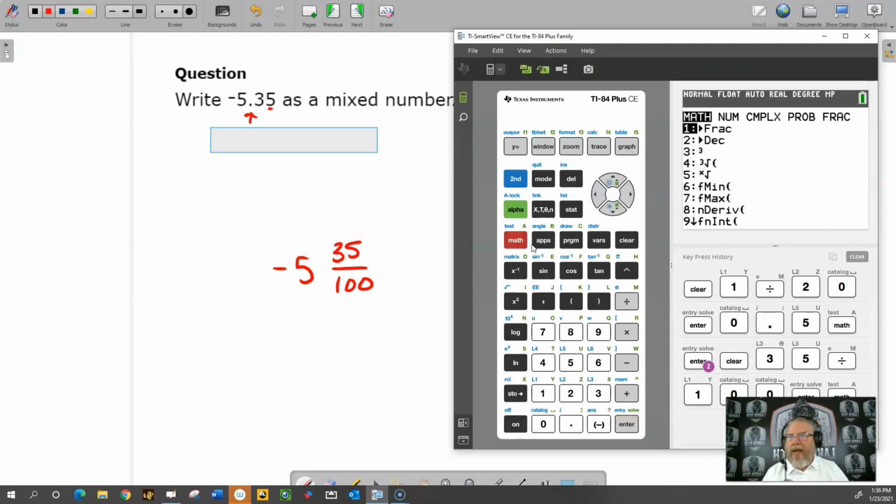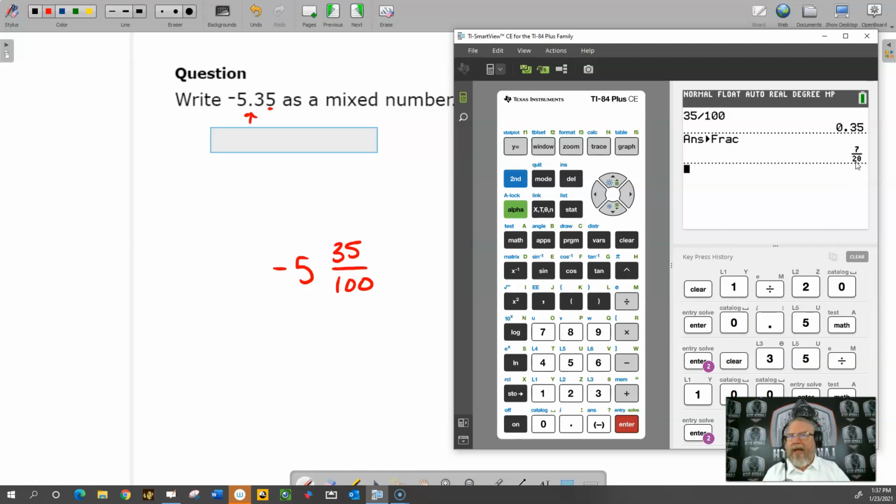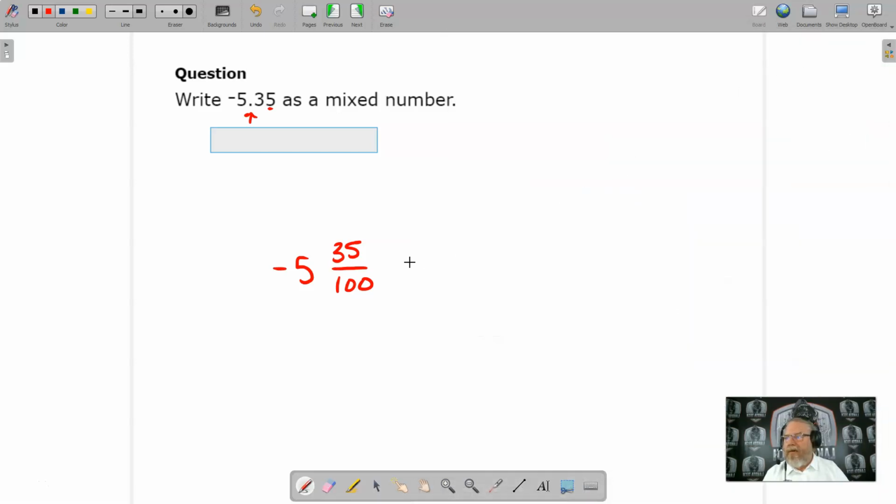So let's go to math. And again, fraction's already highlighted, so we'll just hit enter. And it's saying take this answer of 0.35, turn it into a fraction. We'll hit enter there, and it turns out to be 7 over 20. So 7 over 20 is the equivalency. So we could put negative 5 and 7/20. This is because 35 divided by 5 equals 7, and 100 divided by 5 equals 20. So that's what's happening there in the simplification of 35/100ths to 7/20. Both the numerator and the denominator are being divided by the value of 5.